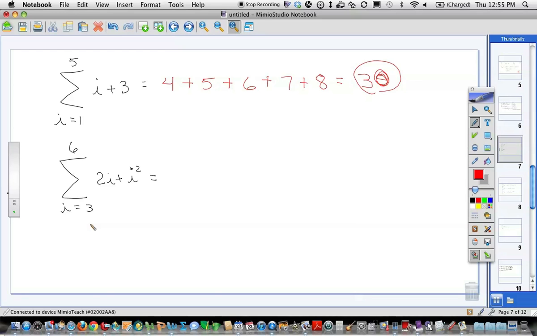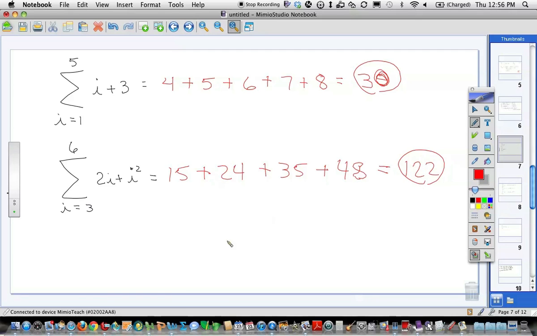So it starts here, and it can't go backwards, right? It can't go by negatives. So it starts at 3, then goes to 4, then goes to 5, then goes to 6. Okay, so here we put in a 3, we get 6 plus 9 is 15. We put in a 4, we get 8 plus 16 is 24. We put in a 5, we get 10 plus 25 is 35. And we put in a 6, we get 12 plus 36 is 48. And we would add those up. And we would get 39, what is that, 74, 82, 122, maybe? Okay?